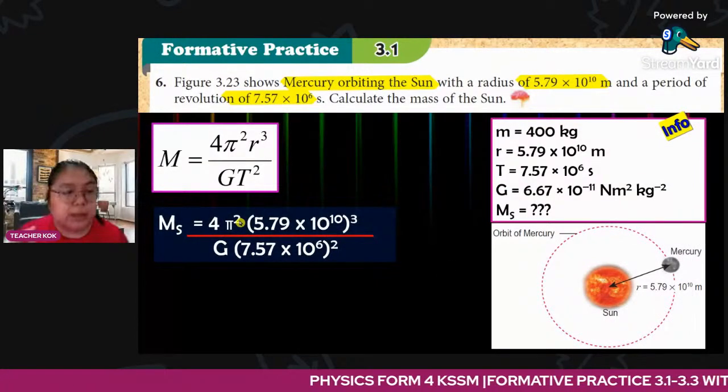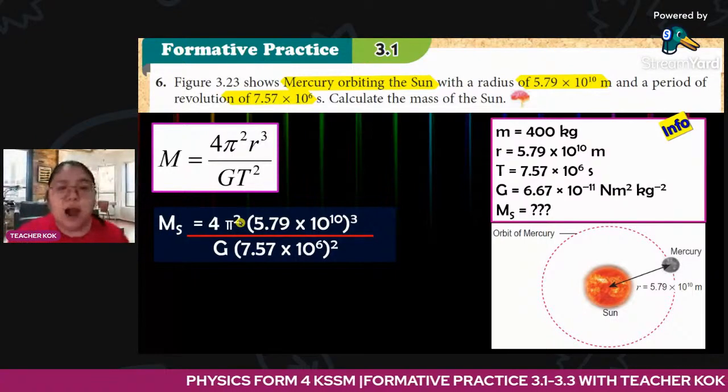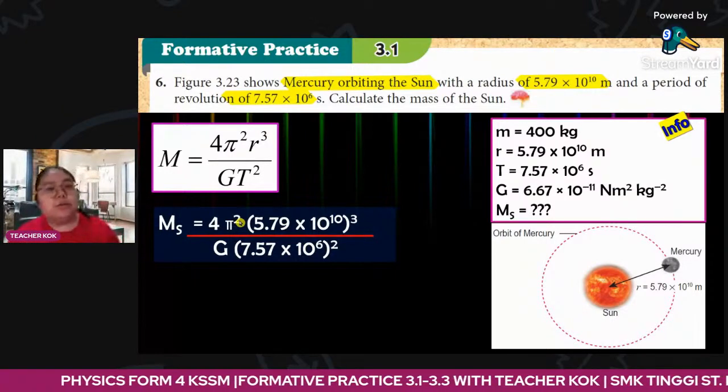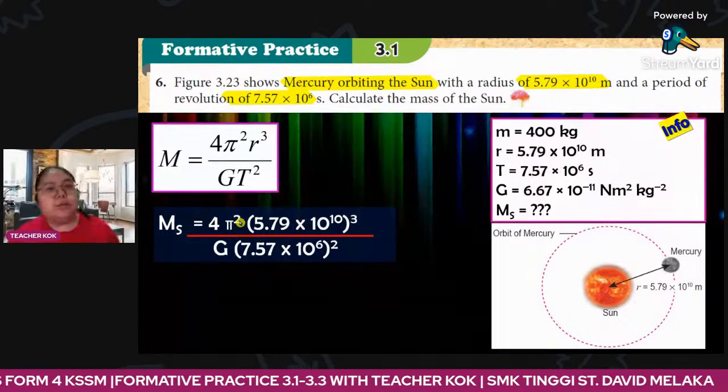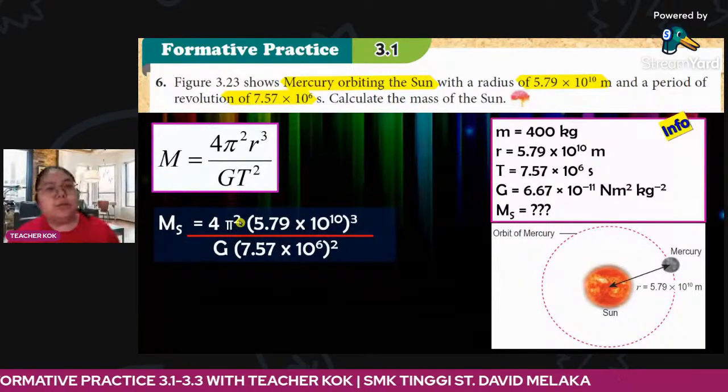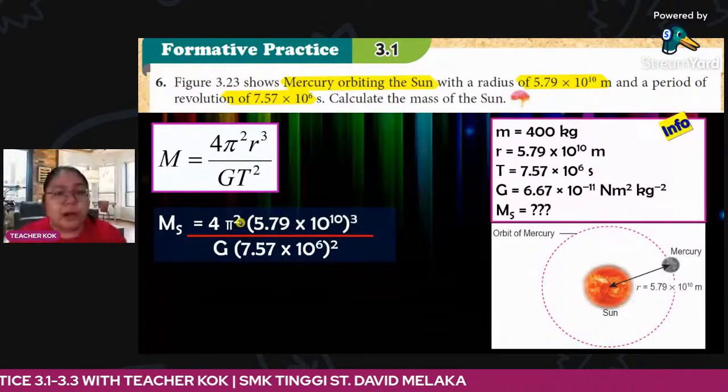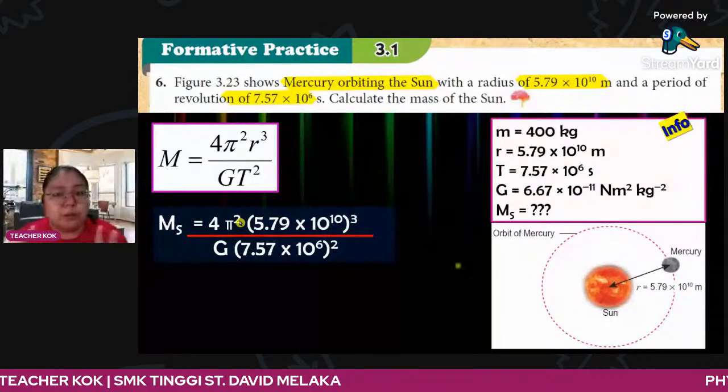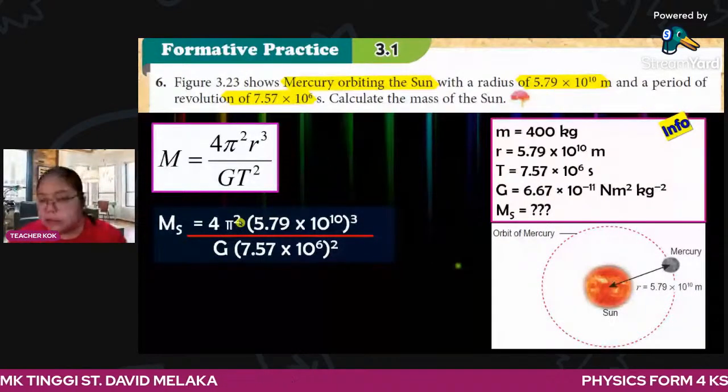Okay, so for the R cube, you also need to put a bracket. 5.79 times 10 power 10, you put cube. Bracket after bracket, you put cube. Okay, so Silang, give me the answer. There's a 2 times 10 power of 30. Is that the mass of the sun?